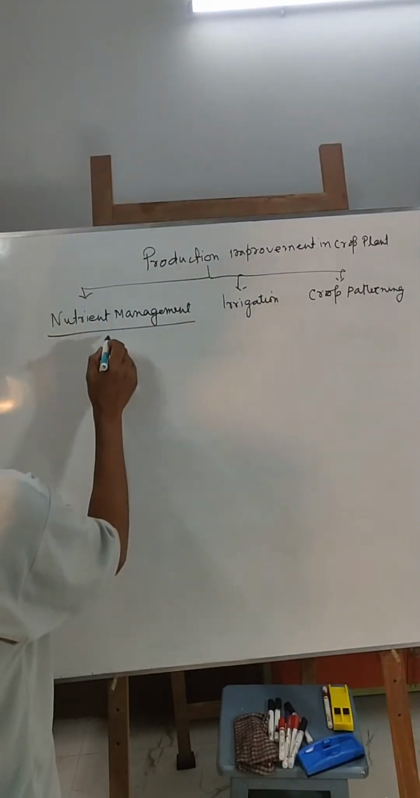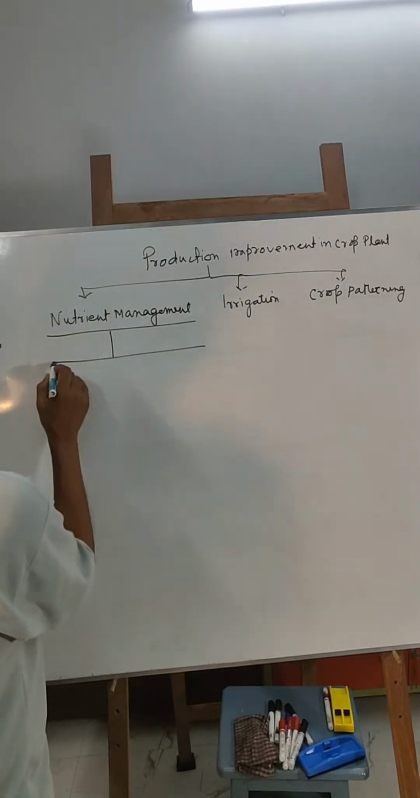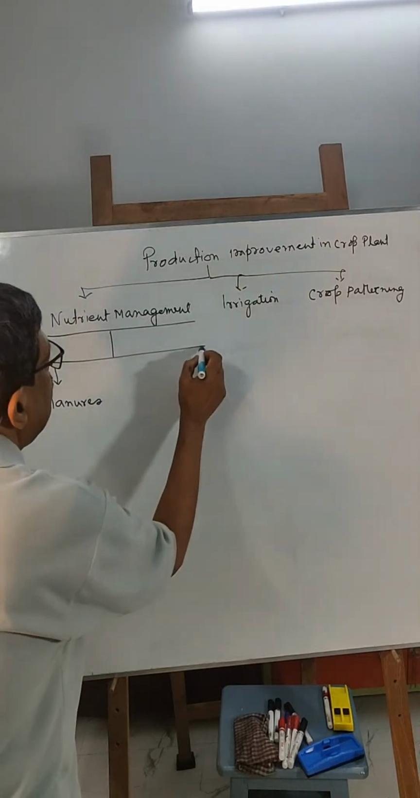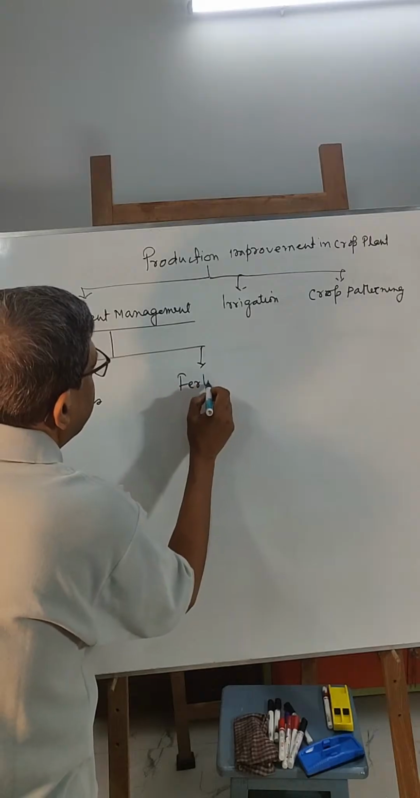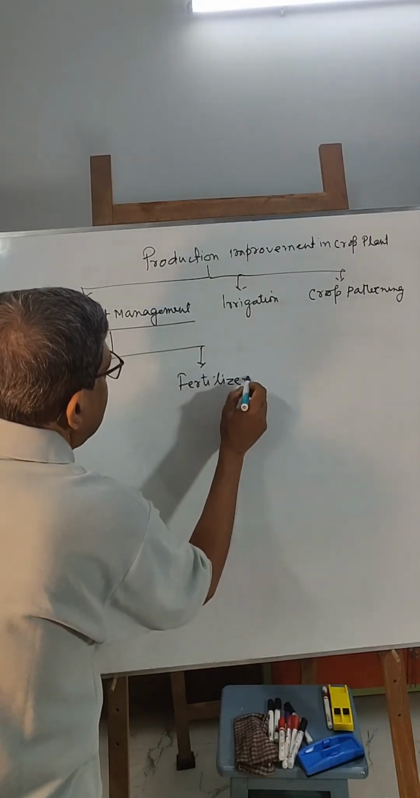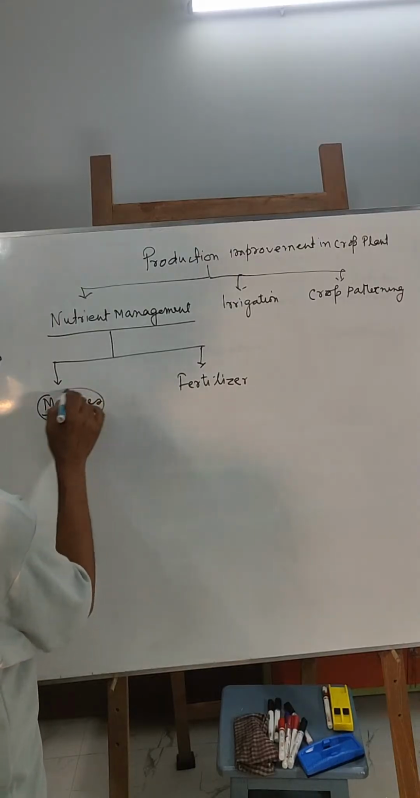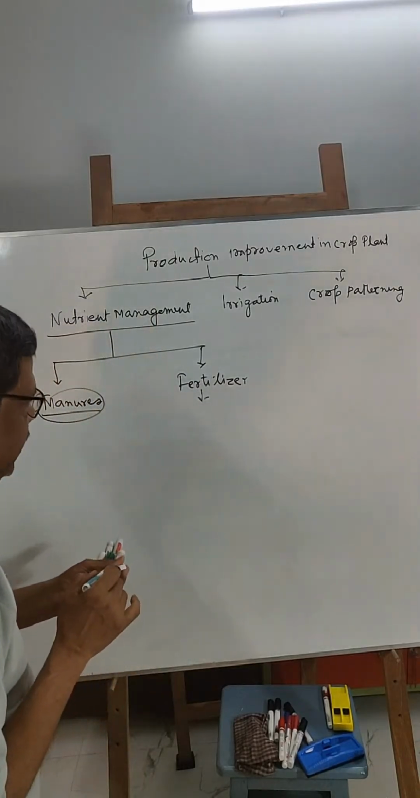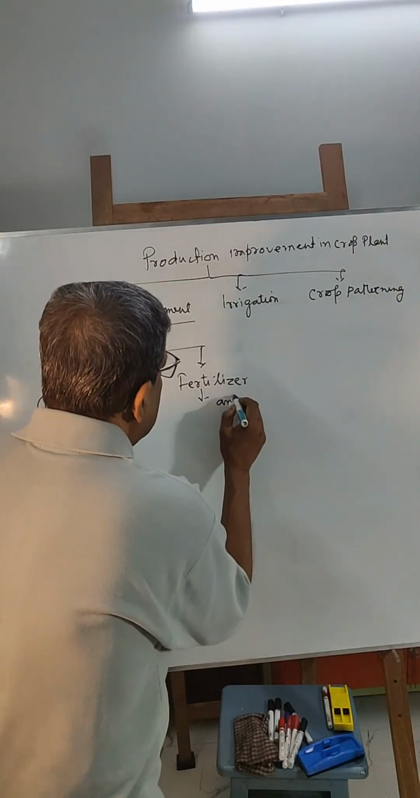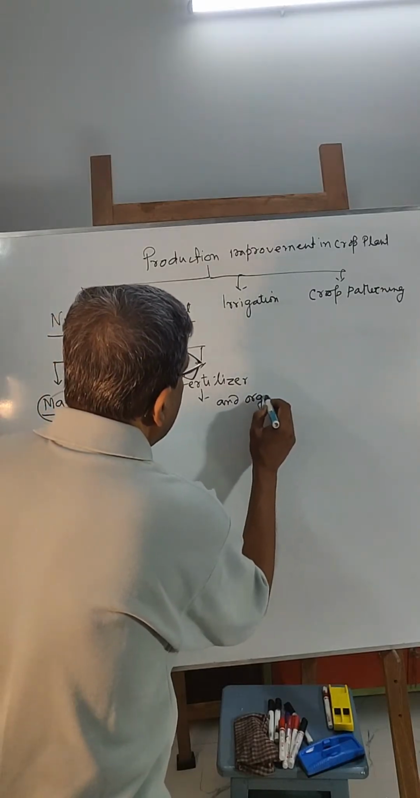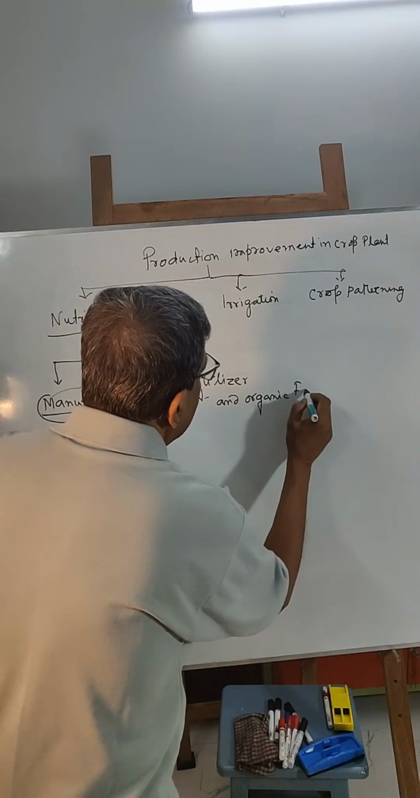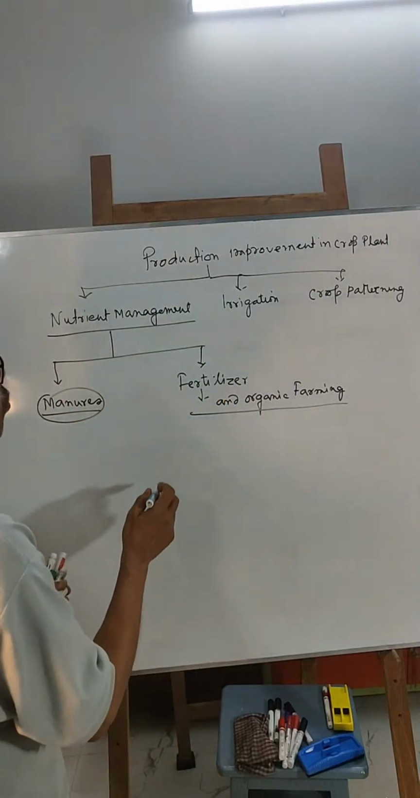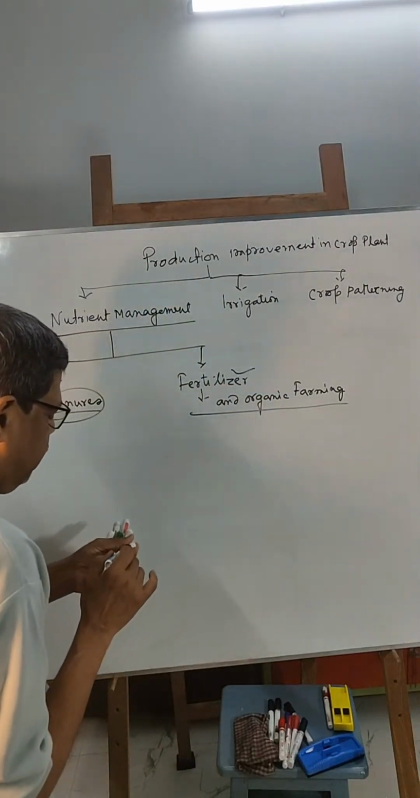Nutrient management is divided into manures and fertilizer. I have discussed manures in previous classes. Now I will discuss fertilizer and organic farming. Today I will discuss fertilizer and organic farming.